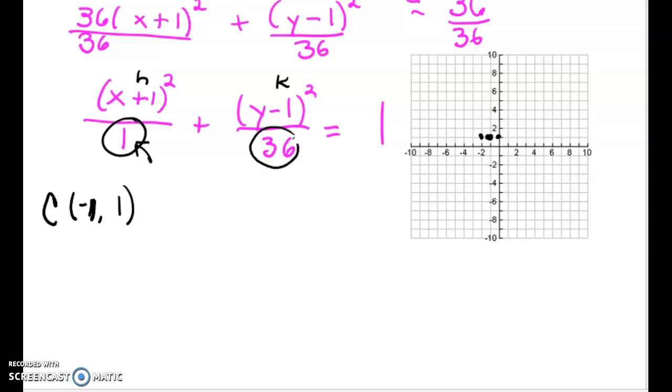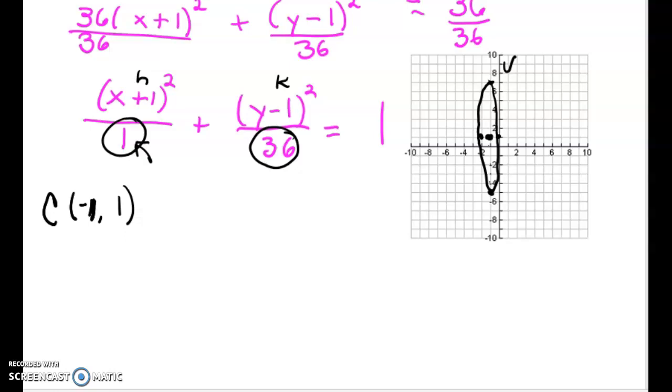and the square root of 36 is 6. So on the y-axis, we're going to move up 6 and down 6 from the center. This is a skinny ellipse. All right, so there's our ellipse.